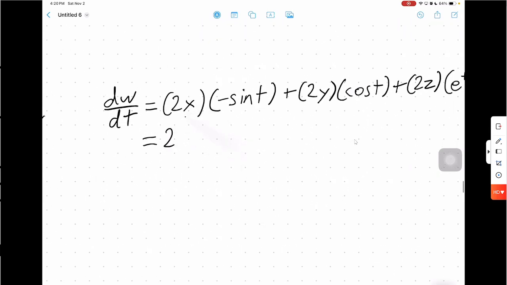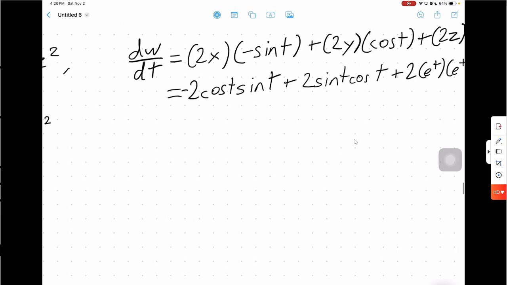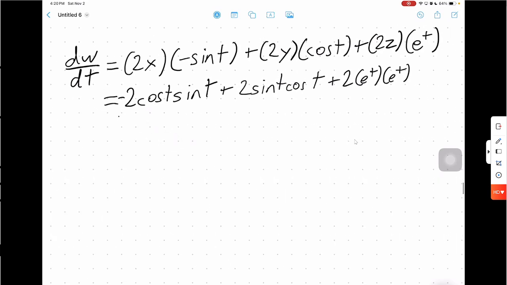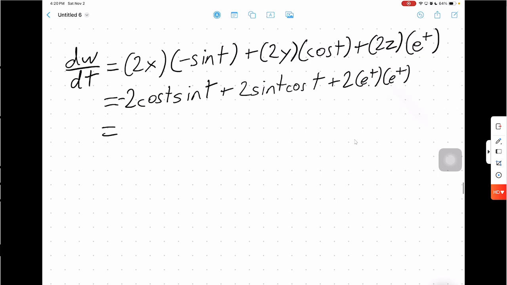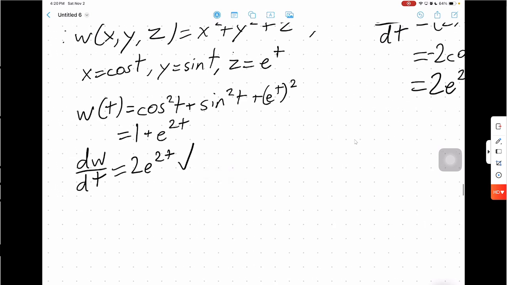So doing that here, x is equal to cosine t. So we get negative 2 cosine t sine t, 2 sine t cosine t, plus 2 e to the t times e to the t. Negative 2 cosine t sine t plus 2 sine t cosine t is 0. And e to the t times e to the t is equal to e to the 2t, so we get 2e to the 2t. The exact same thing we got earlier.